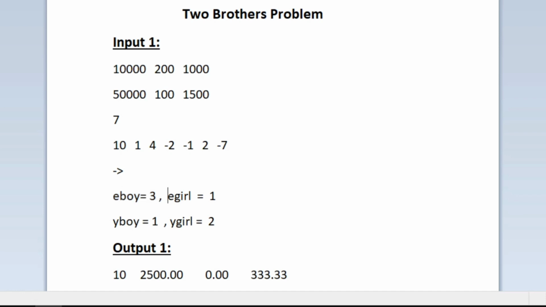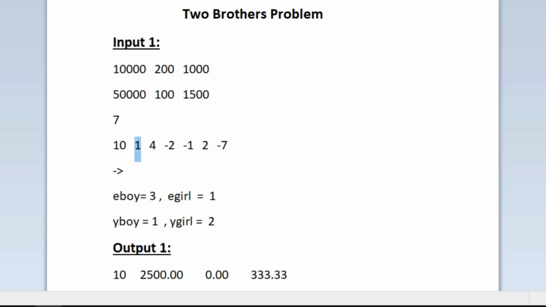So the total number of boy children for the elder brother is 3. Similarly, for girl children the condition is even and negative. Here we can find only one such integer which is even and negative, that is -2. So the total number of girl children for the elder brother is 1, because there is only one integer with the given condition. So e-girl is equal to 1.